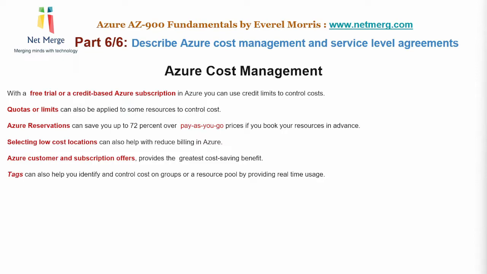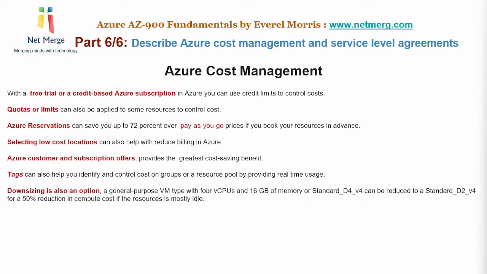So we're looking at different ways you could save money in Azure. Tags. They can also help you to identify and control costs on groups or resources pooled by providing real-time usage. So again, you could use tags to create a granular pool of resources or tools that you want to track in Azure. Downsizing is also an option. If you're not using a virtual machine or a CPU, or you're not using the slated amount of resources, you cut it in half, you save 50%. That is what's going on here with this example.